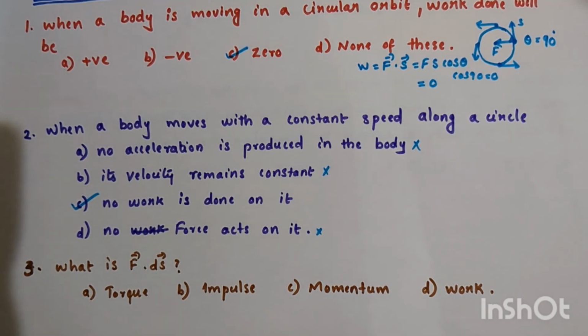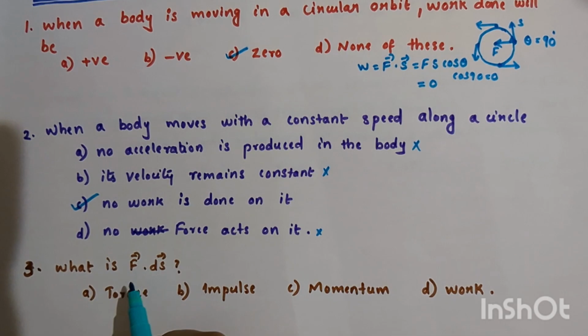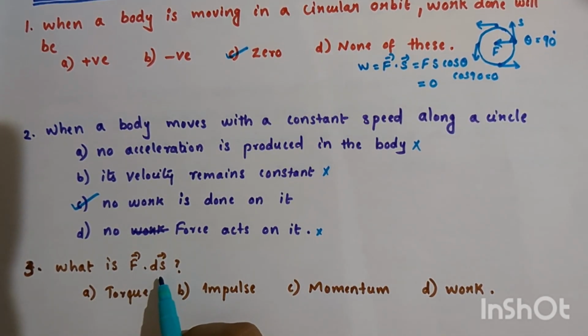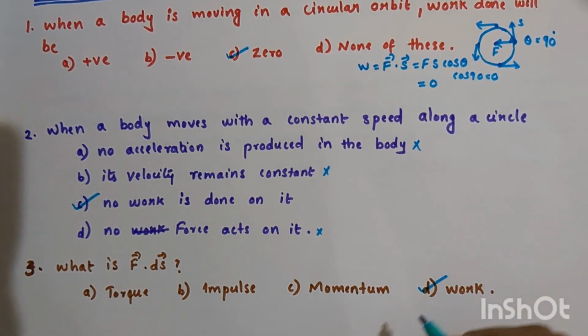Now let us see the third question. What is vector F dot vector ds? Dot product of force and displacement, what is that? It is the work done, no? So option D, work, is the correct option.